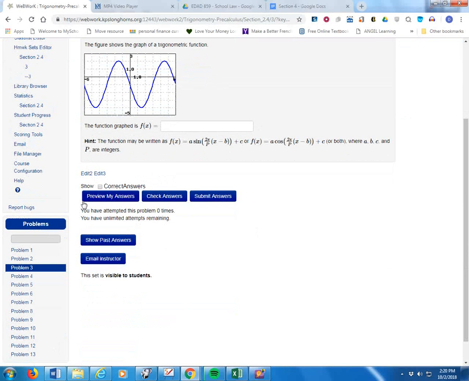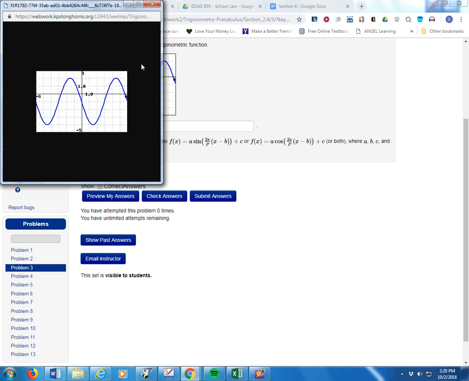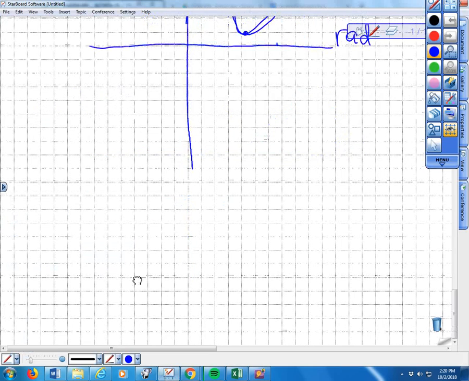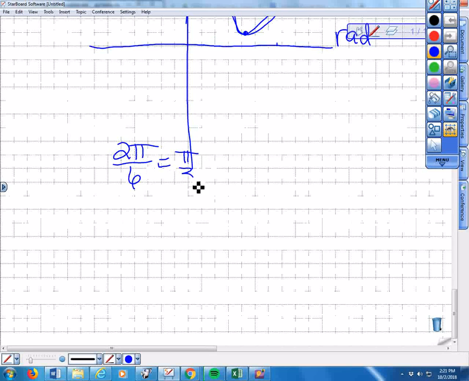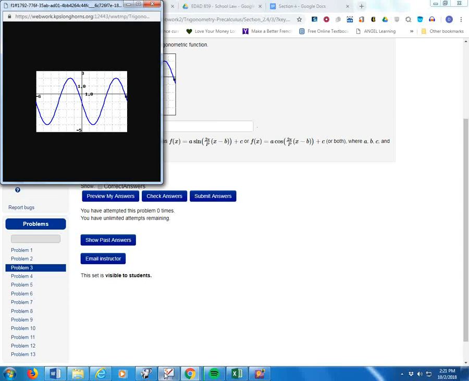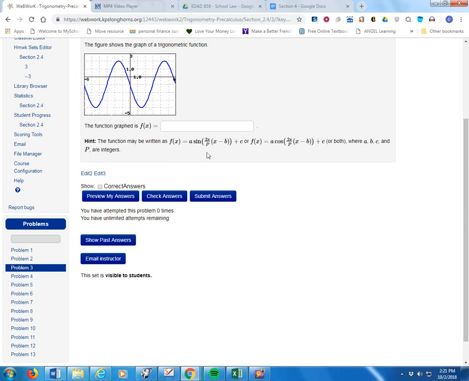First off, I would look at the period, how long from crest to crest. And it looks to me like it goes 1, 2, 3, we'll do it that way, okay? 1, 2, 3, 4, 5, 6 units from crest to crest. Okay, so then I would know 2 pi over 6, which is pi over 3, is what would be right here, pi over 3.